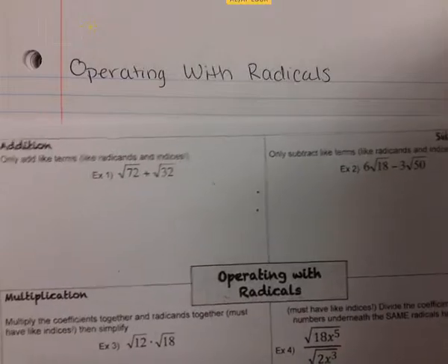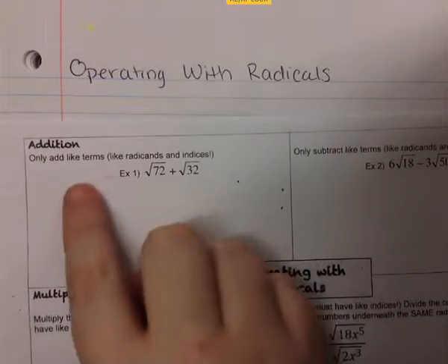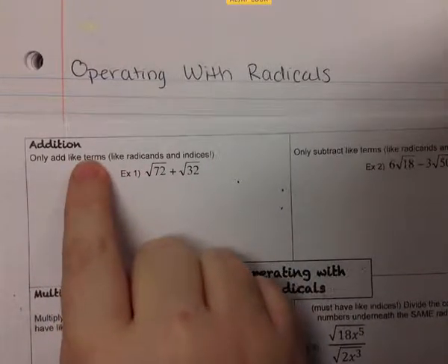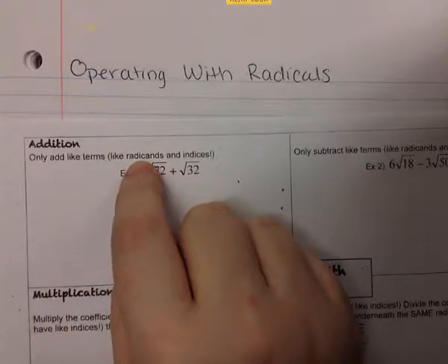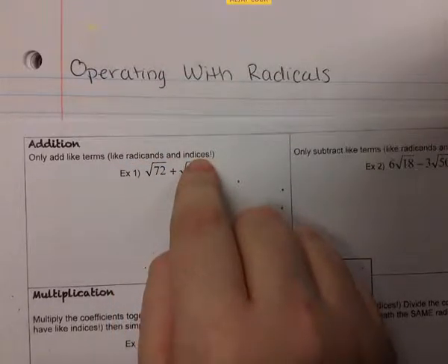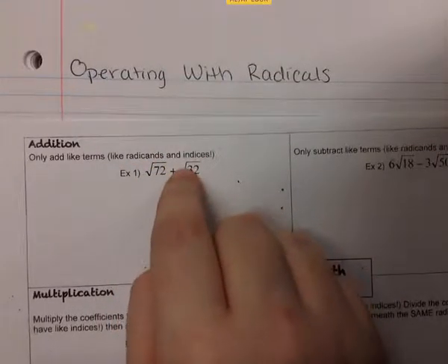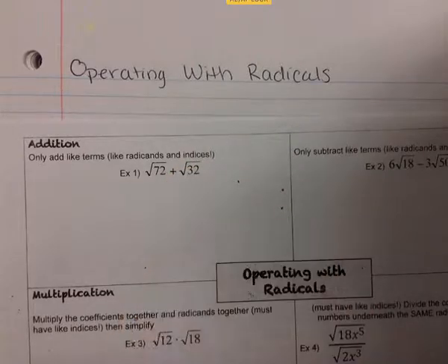Adding and subtracting radicals, you can only add and subtract if they are like terms, which means with regards to radicals, they have to have the like radicands, so they have to have the same radicands, but they also have to have the same indices. So the square root and square root means we could potentially add them together.